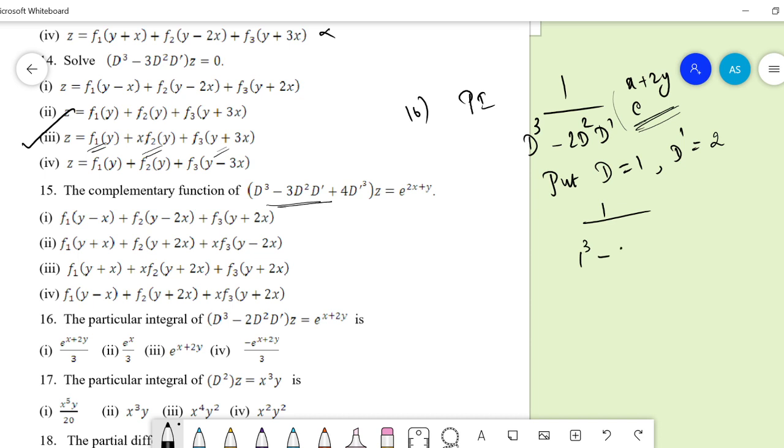1 cubed minus 2 into D is 1 and D dash is 2. Now 1 divided by 1 minus 4, e power x plus 2y, which is 1 by minus 3, that is minus 1 by 3 e power x plus 2y. So minus 1 by 3 e power x plus 2y is our answer. Next one.